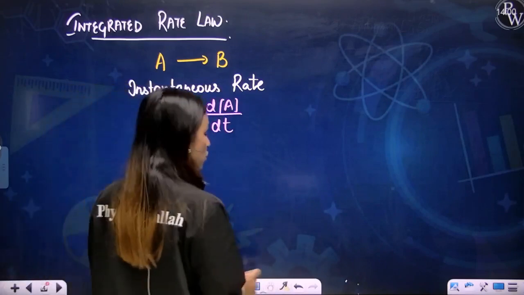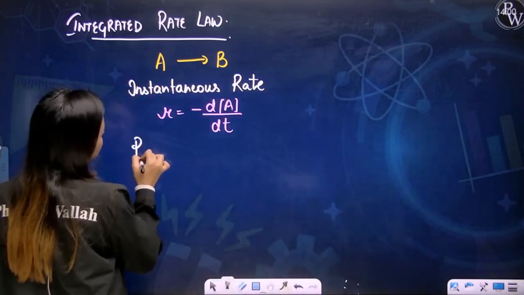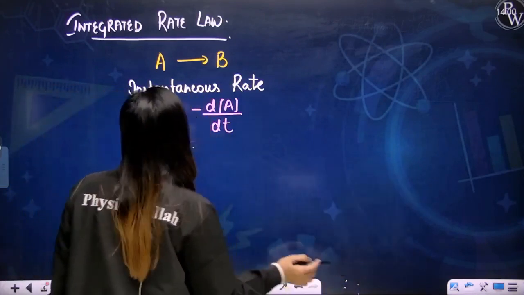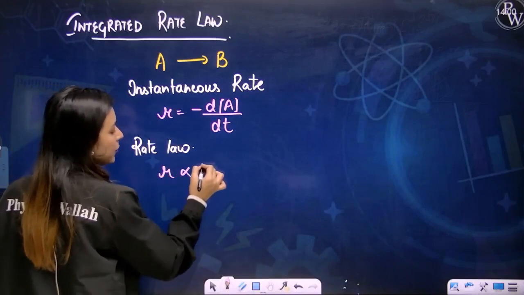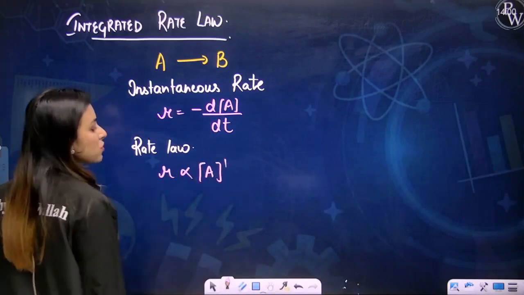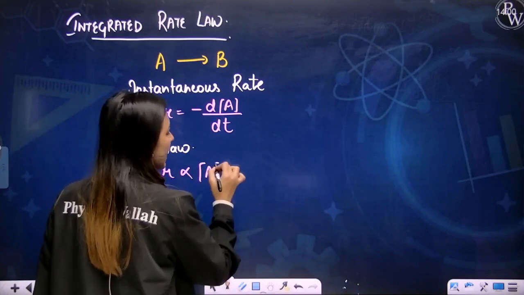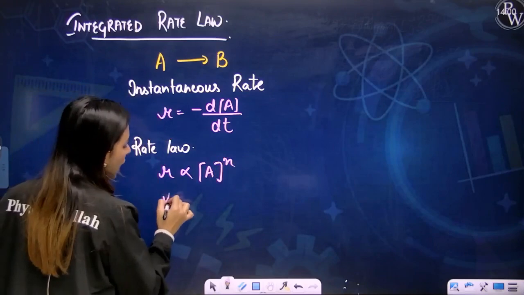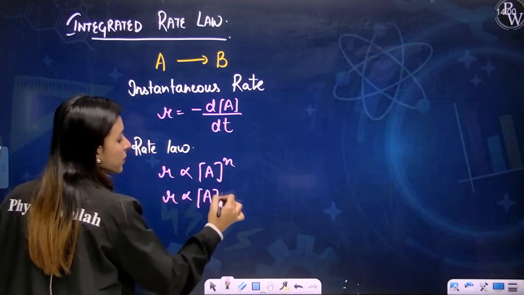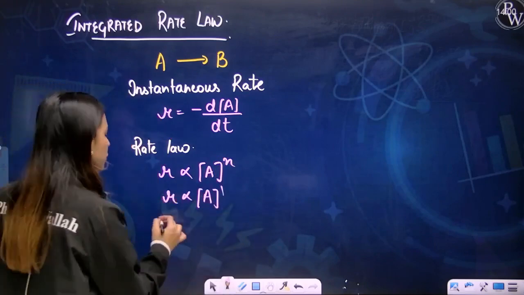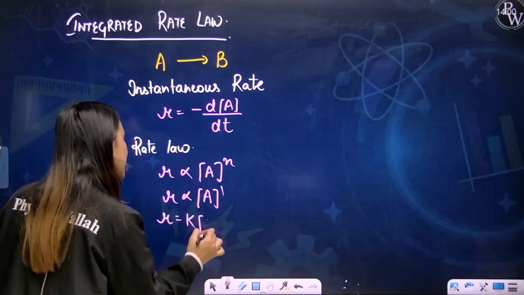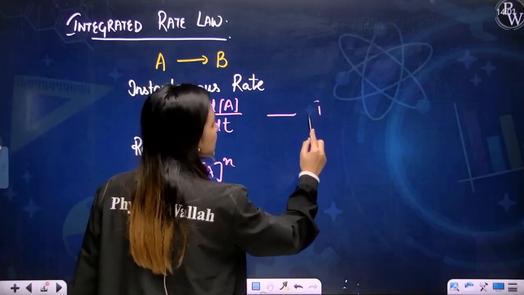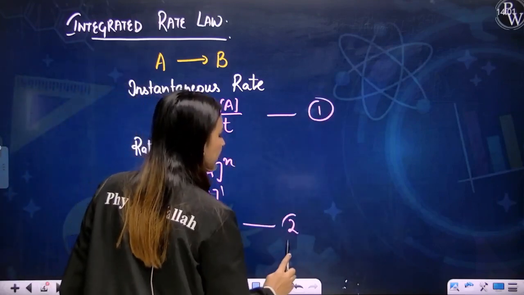Perfect. Now, my dear students, we'll be applying the rate law. If we apply the rate law, R will be directly proportional to the reactant's concentration raised to the power order. The order of the reaction is 1, so the value of n is 1. So R is directly proportional to A raised to the power 1. Let's remove the proportionality. R will be equal to k[A]. I hope it is clear to you. So this is your expression for rate from the rate law.